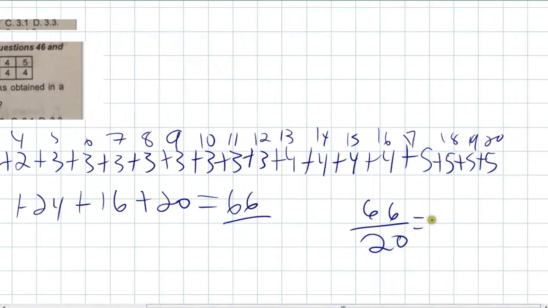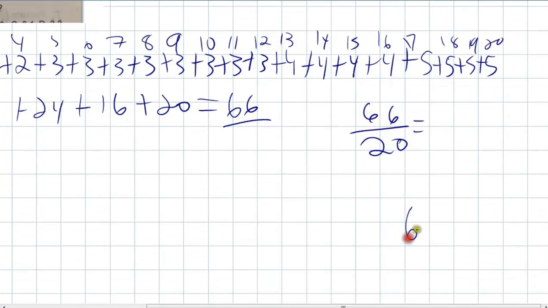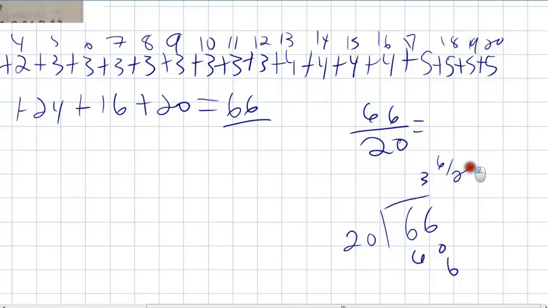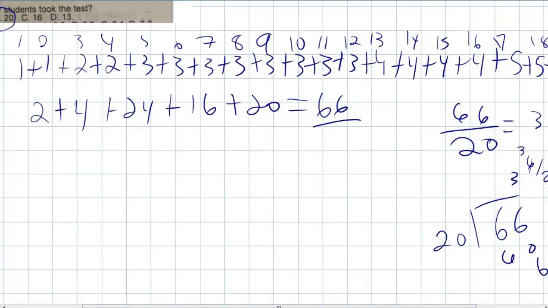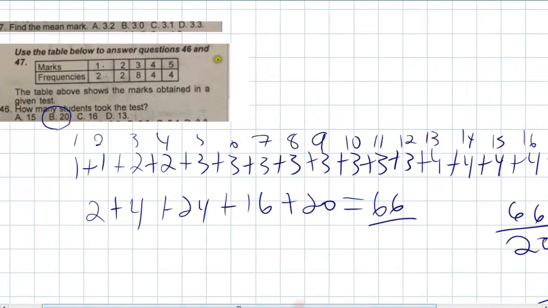So 66 divided by 20 does not go evenly. So let's see. So this is 3 and this is 60. And then we'll have a remainder of 6. So 6/20. So we can simplify. And this can be divided by 2, so we get 3, and this will be 10. So 3 and 3/10, which is the same as saying 3.3. So our answer is right there.